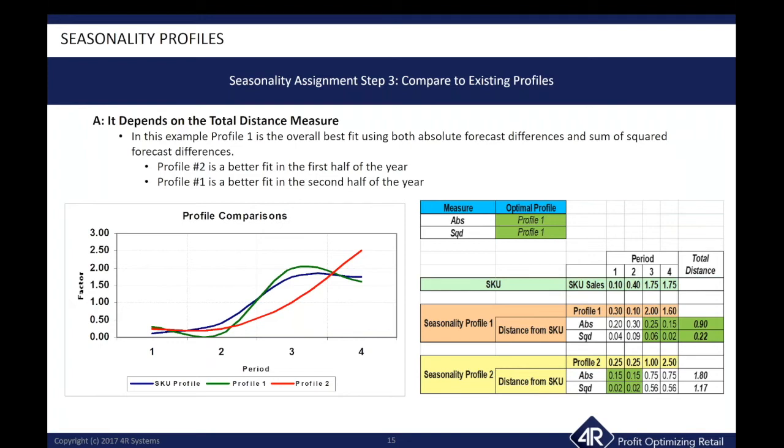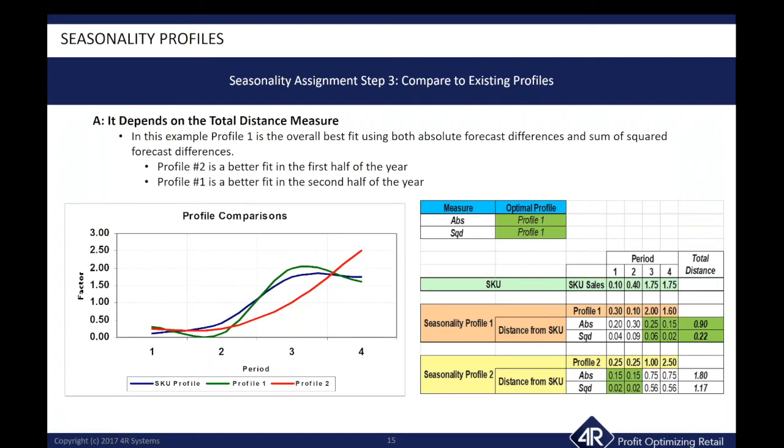The SKU profile factor for week 1 is 0.1, compared to profile 1, which has a factor of 0.3 in the first week. So the absolute difference between these two factors is 0.2, and the sum of the squared forecast difference would be 0.04. Profile 2 has a factor of 0.25 in the first week, so the absolute difference between this value and the SKU profile factor for week 1 is only 0.15. And the sum of the squared forecast difference would be 0.02.